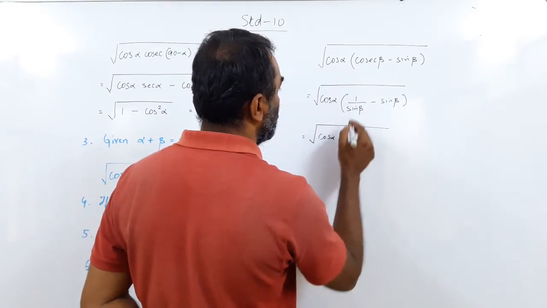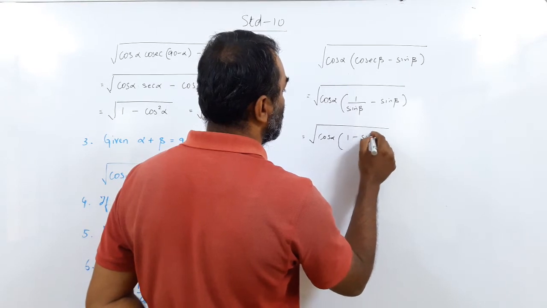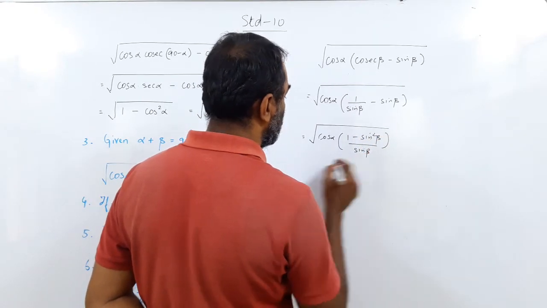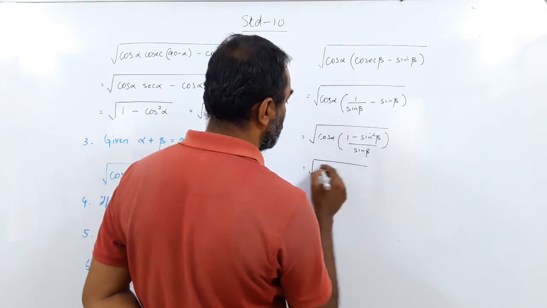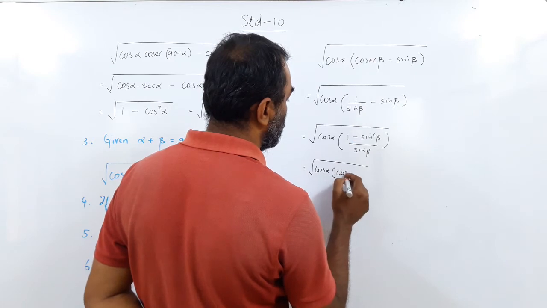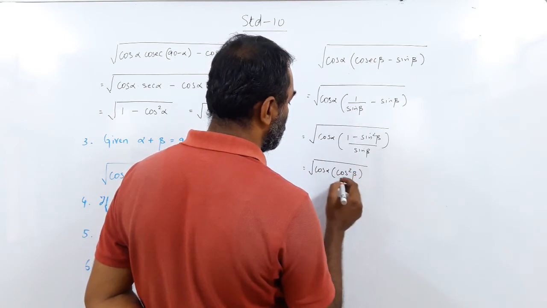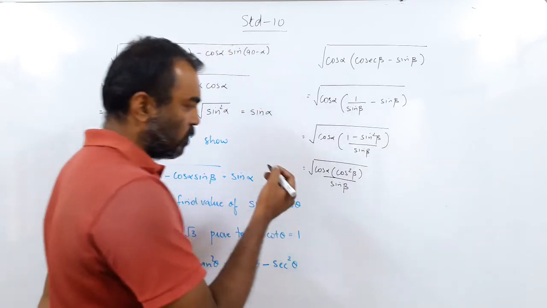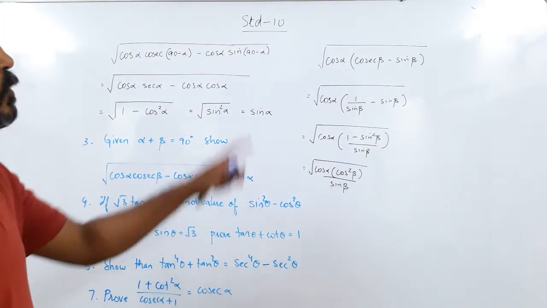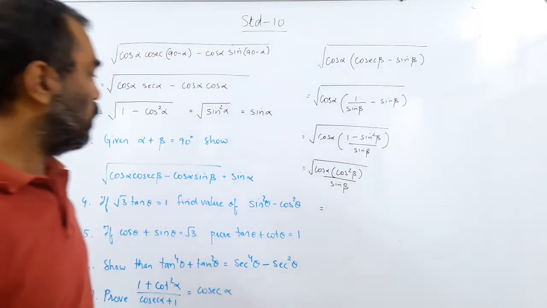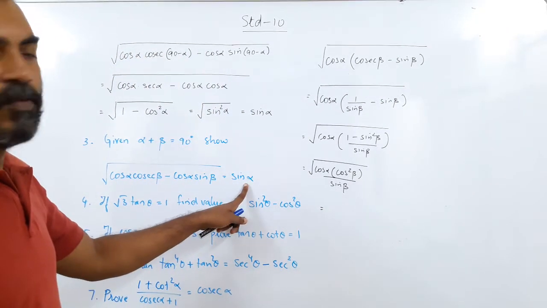Cos alpha, taking the LCM I get 1 minus sin square beta upon sin beta. Cos alpha, what is 1 minus sin square beta? Is cos square beta, the whole upon sin beta. Okay, so we have continued this step. We go further, it is quite longer. Why? We are still not reaching sin alpha.